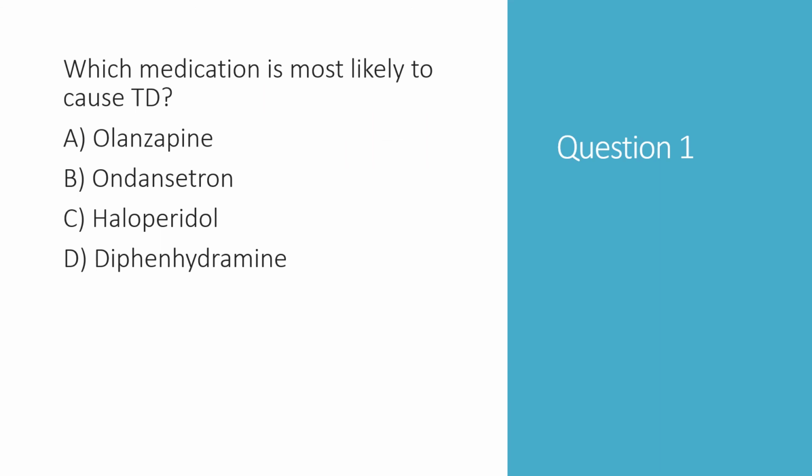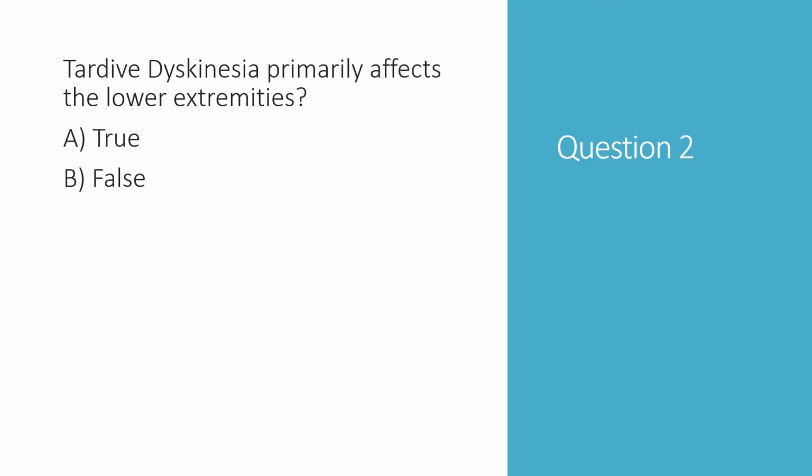Okay, so now I have some self-assessment questions. The first question is, which medication is most likely to cause TD? The answer to that is haloperidol, as it is a first-generation antipsychotic. Oddly enough, it can be used in treatment as well, though. Question 2 is, tardive dyskinesia primarily affects the lower extremities. True or false? This one is false. It primarily affects the orofacial region, as I stated.